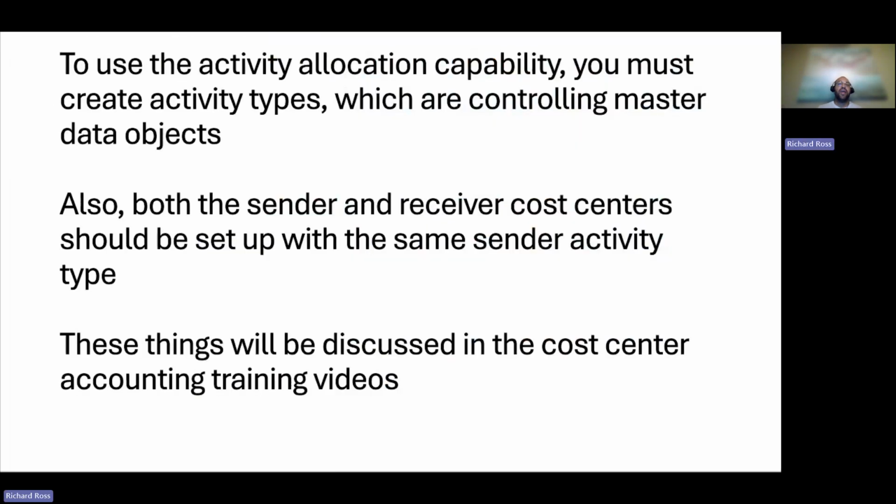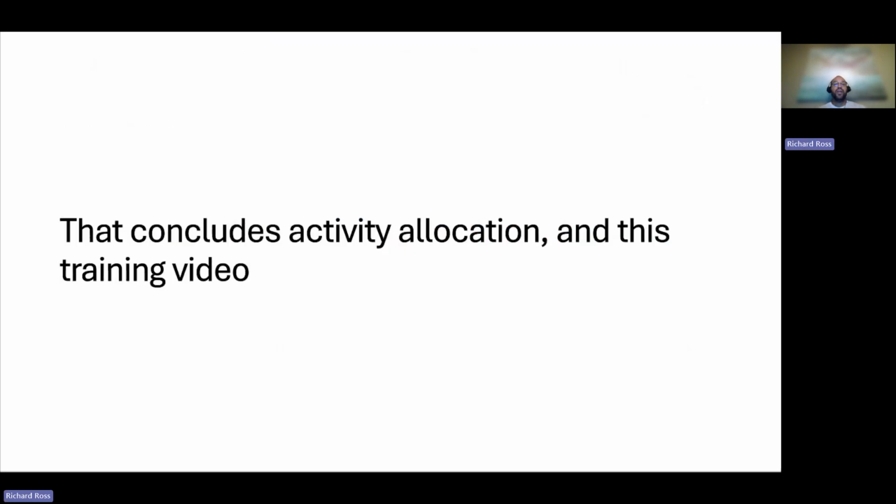To use the activity allocation capability, you must create activity types, which are the controlling master data objects. Also, both the sender and receiver cost centers should be set up with the same sender activity type. These things will be discussed in the cost center accounting training videos. That concludes activity allocation and this training video.